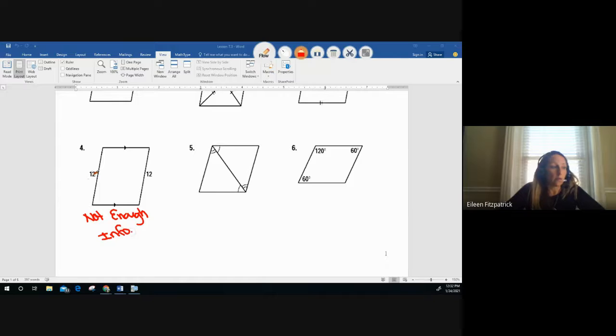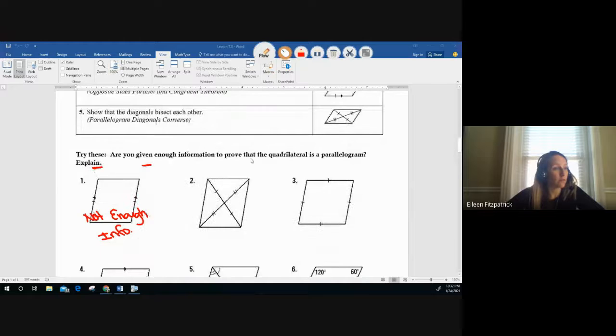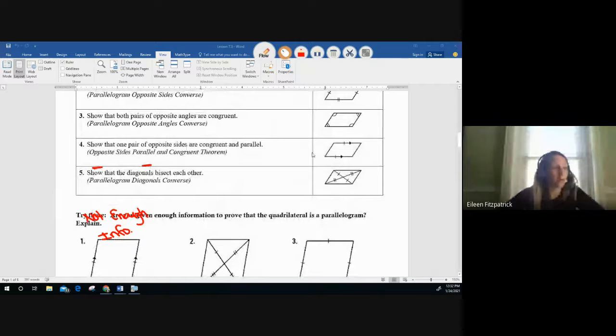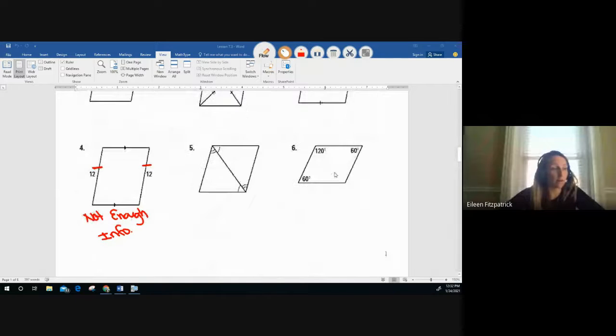All right. So they give you that one pair of sides are congruent and the other pair are parallel. But in order to use, let me just scroll up to the top so you can see which one I'm referring to, in order to use number 4, it needs to be the same pair of sides that are both congruent and parallel. So this is not enough information. Okay. What about number 5?